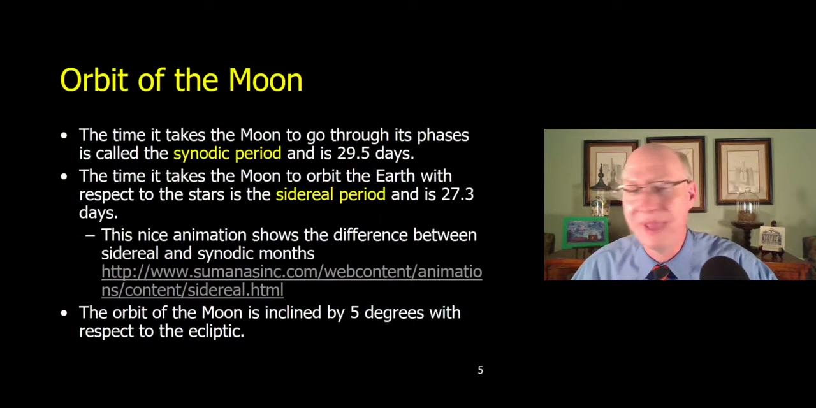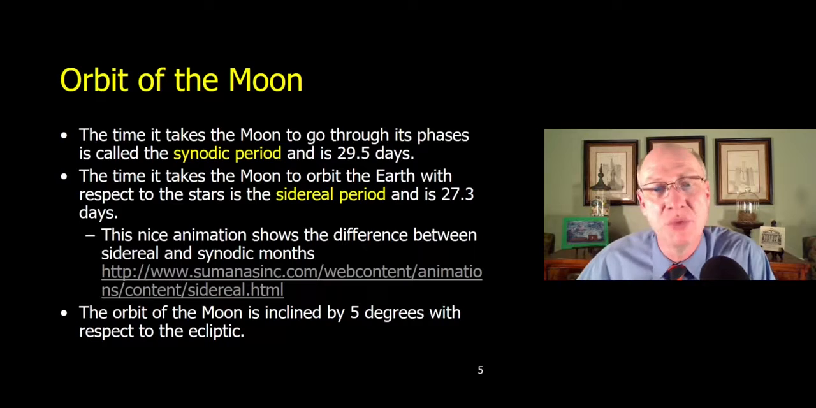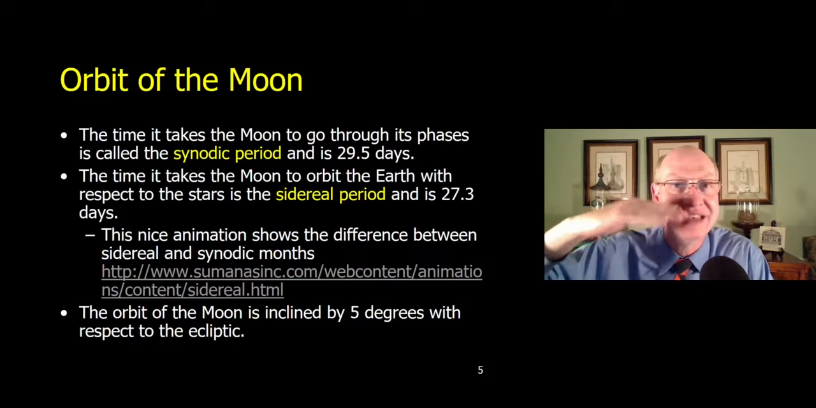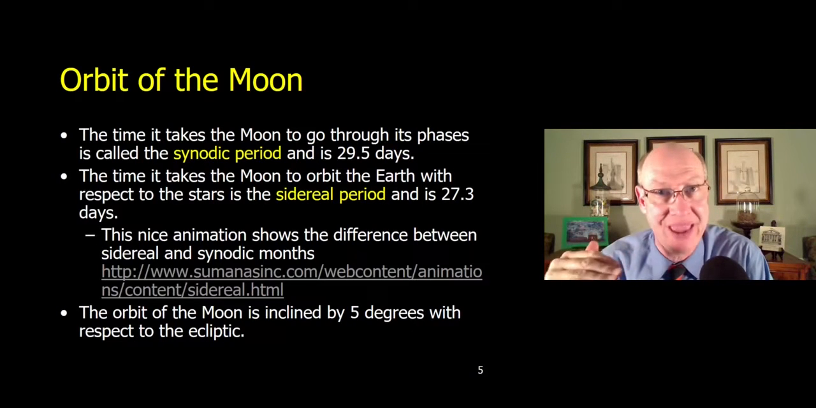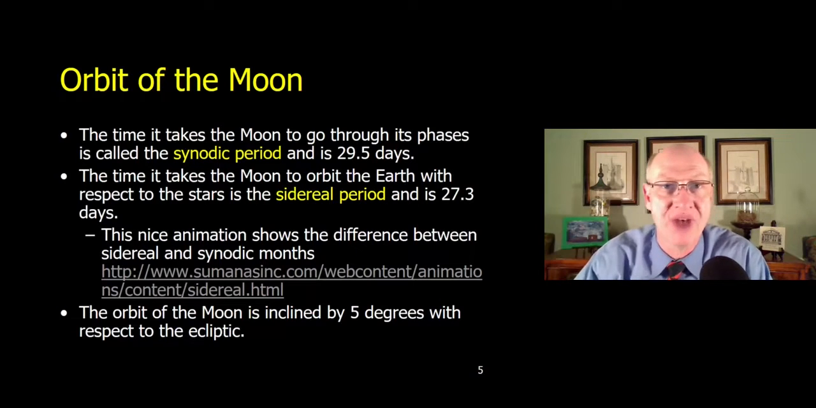Okay, so back to our slides. The time it takes the moon to orbit the Earth with respect to the stars is the sidereal period. It's 27.3 days. Another thing to know about the moon, I'm just laying it out here, we're going to talk a lot more about this when we get to eclipses later on, is that the moon's orbit does not lie in the ecliptic plane. That is, it's not the same as the Earth's orbit around the sun. It's actually tilted by about 5 degrees.